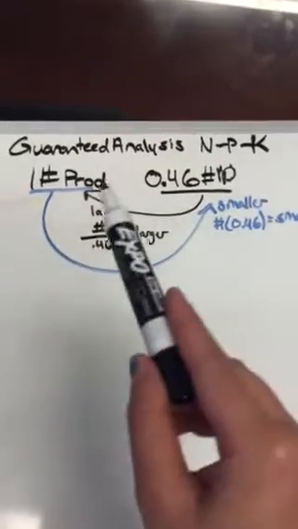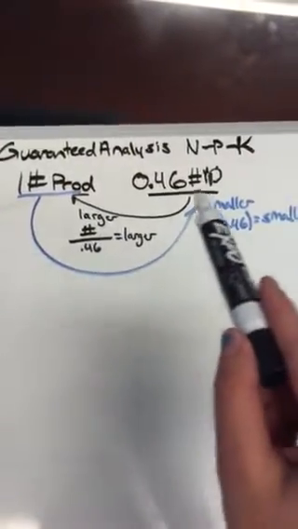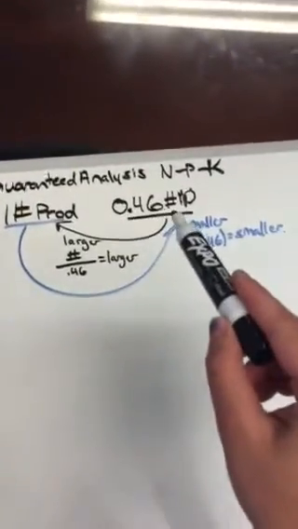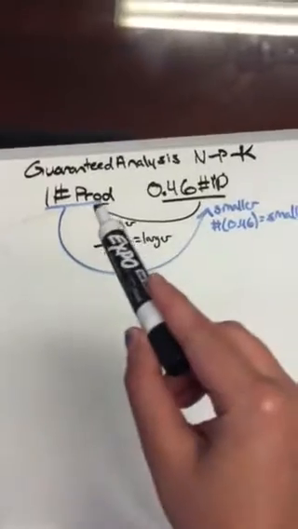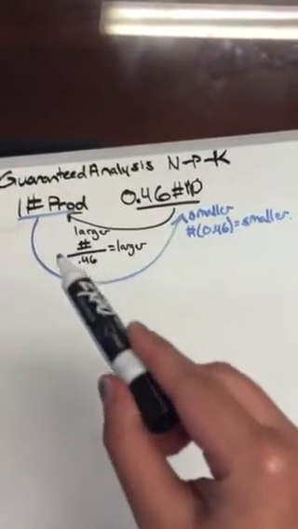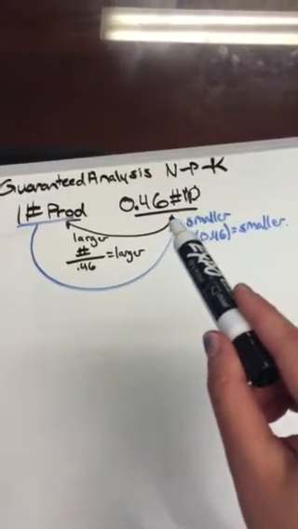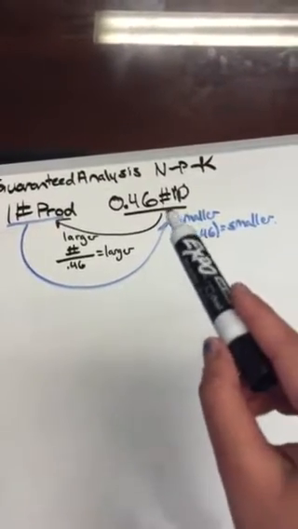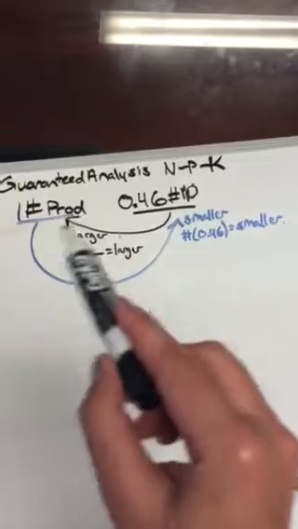Okay, so in this example, we have 1 pound of product. Let's say it's DAP for this example. So we're gonna use DAP over here. Okay, has 0.46 pounds of P in 1 pound of it, right? So when you follow this blue line, and you go from 1 pound to 0.46 pounds of P, our number gets smaller, right? It's smaller than that.